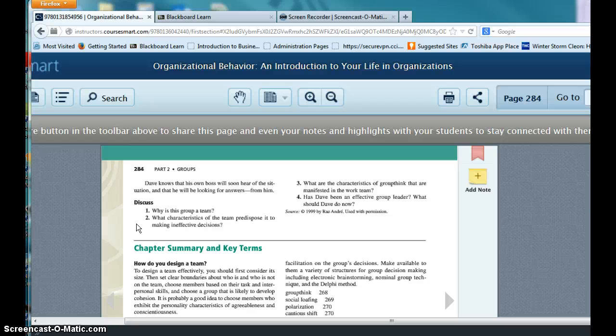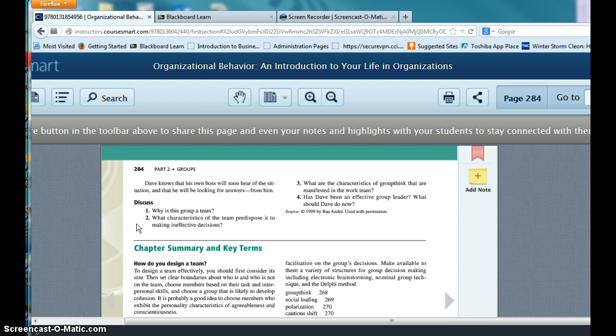Then the third question is, what characteristics of groupthink are manifested in this team? Groupthink is actually defined in the textbook, and a list of characteristics of groupthink are given. So based on the information in the article about this team, you're going to discuss which of the specific characteristics of groupthink that you believe apply to this team and why, what information leads you to believe they have these specific characteristics. And then the last question, they want you to discuss whether or not you feel this leader is effective based on the information that you're given.